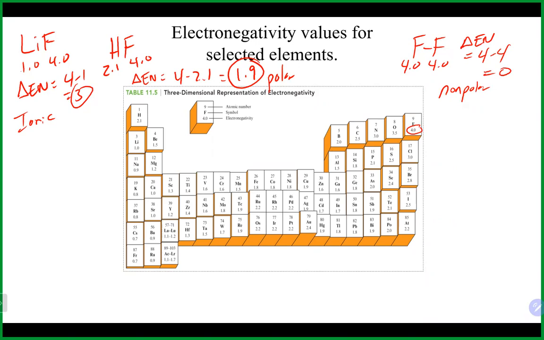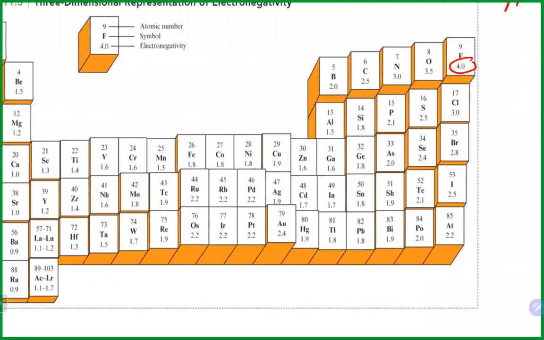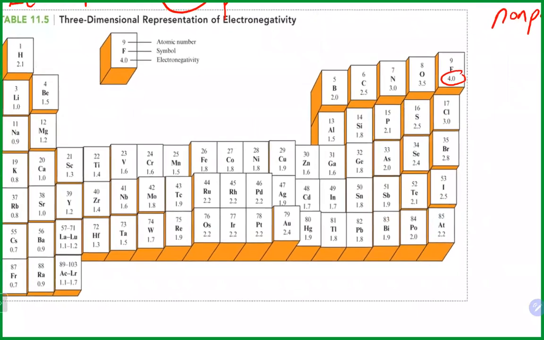Okay, so why don't you try some here? Determine using the electronegativity values: are these polar, nonpolar, or ionic? Let's do KCl. Let's do the bond between N and O. Let's do the bond between S and O. Let's do carbon and sulfur.